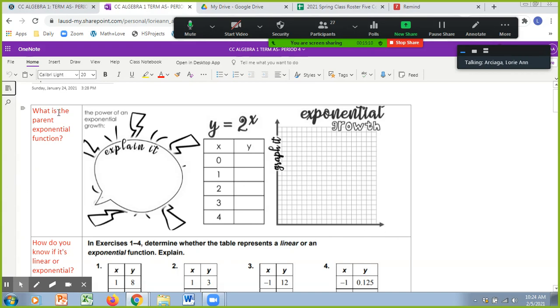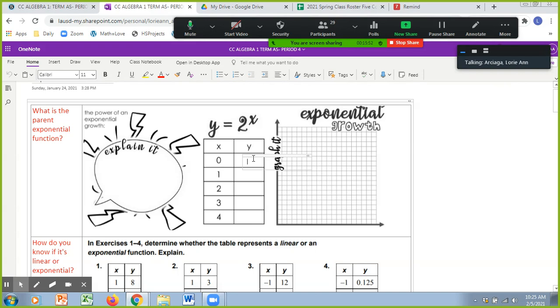Okay, so first, what is the parent exponential function? Parent function is just a fancy name for saying this function is the most basic one, just like when we were doing linear functions in the first semester, right? So the parent function is the most basic one that everybody should know about. Whether you go to higher math or you don't, you still have to know what the parent exponential function is. So are you ready? Double click over here so we can type in our answers.